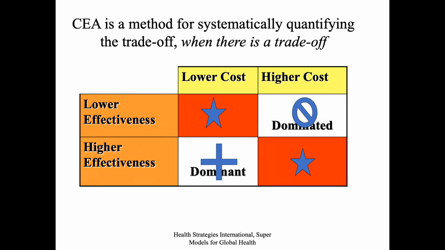For cost effectiveness analysis, the trade-off is when we're in the red cells, when you have lower effectiveness and lower cost, or higher cost and higher effectiveness. Now, the sticking point here is you generally don't know where your intervention is or where your comparison is, whether it's in one of these dominated or dominant cells, until you've done the analysis. So usually the decision about whether you have a trade-off comes as a result of the analysis. But when you have that trade-off, it's in those starred cells, the red starred cells.